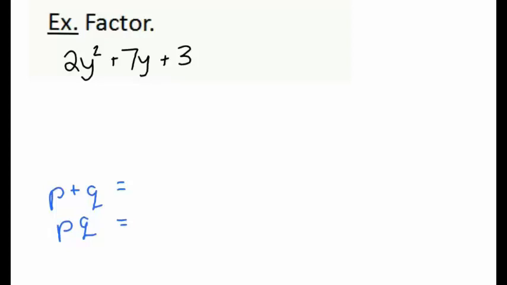In this case, we're looking for two values, p and q, that add up to our middle coefficient, which is the number 7, and give us a product that's equal to the product of my first coefficient and my last term, so a product of 6. Can you think of two numbers that add to 7 and multiply to give us 6? Yeah, those two values have to be 6 and 1. 6 plus 1 is 7, and 6 times 1 is 6.